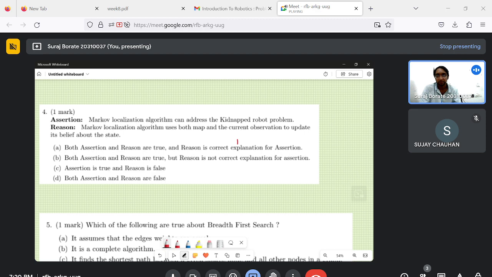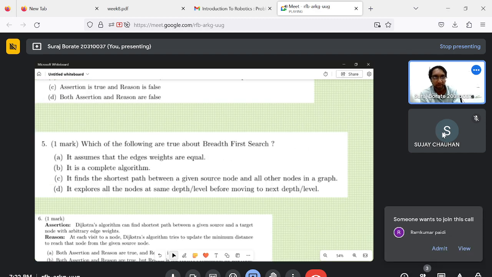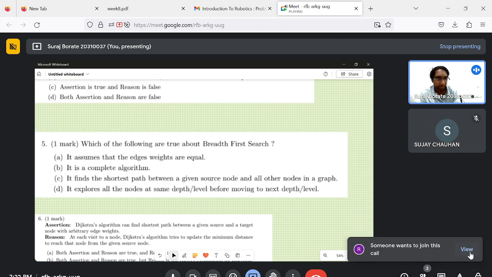Hello. Okay. So which of the following are true about the breadth first algorithm? Okay, so here are the options. It assumes that the edge weights are equal. It is a complete algorithm. It finds the shortest path given the source node and all other nodes in the graph. It explores all the nodes at the same depth level before moving to the next depth level.